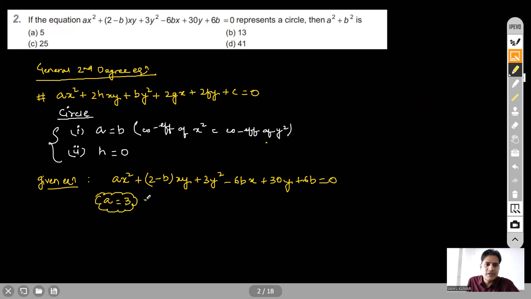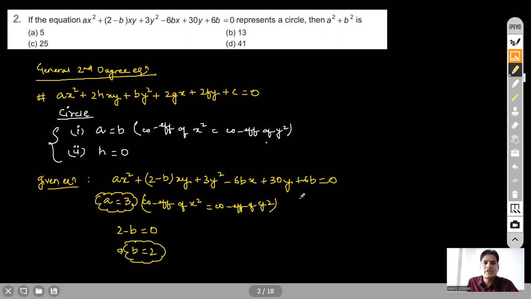So from here, a is coming out to be 3. Coefficient of x square is equal to coefficient of y square, sorry. From here, we get the value of a as 3. And the coefficient of xy must be 0. This 2 minus b, that h, must be equal to 0, right? So I'm equating this 2 minus b equal to 0. From here, we get b is equal to 2.